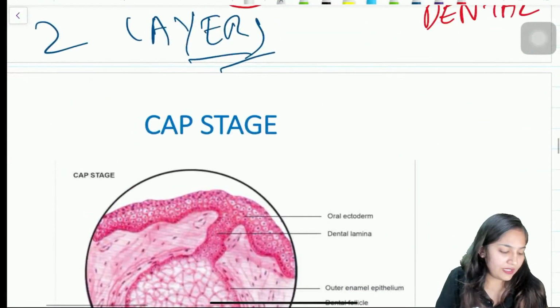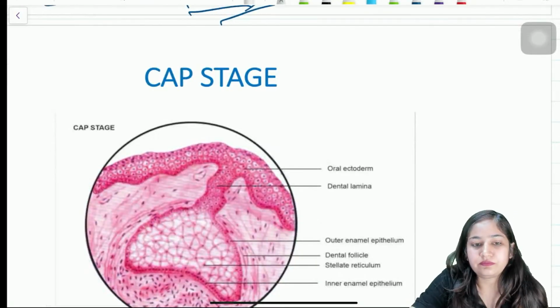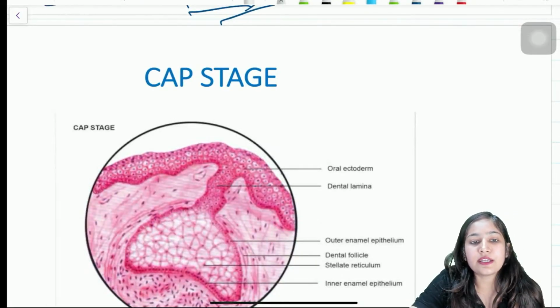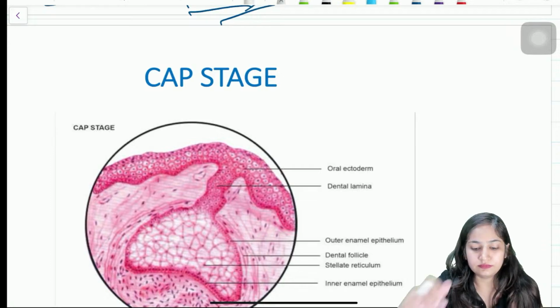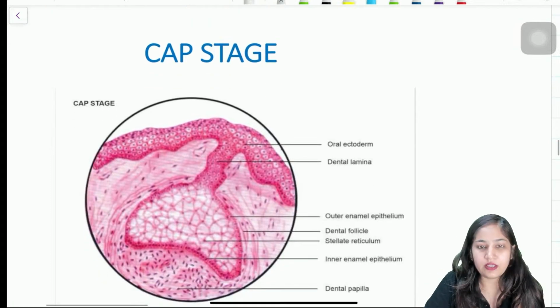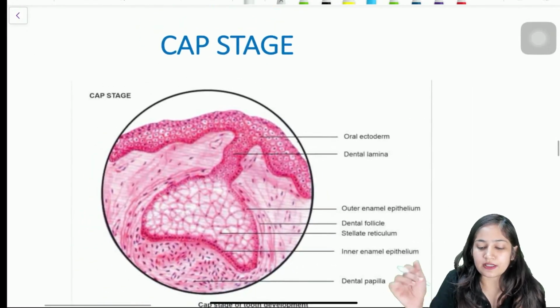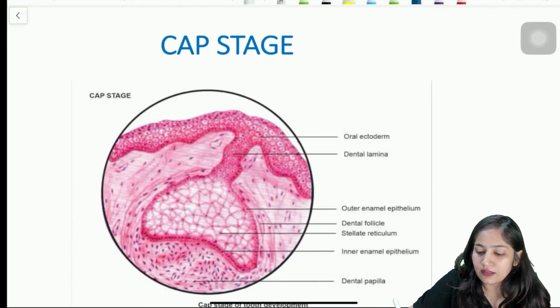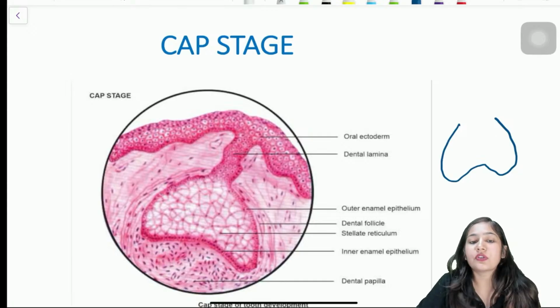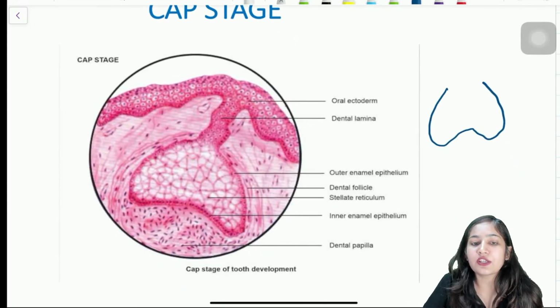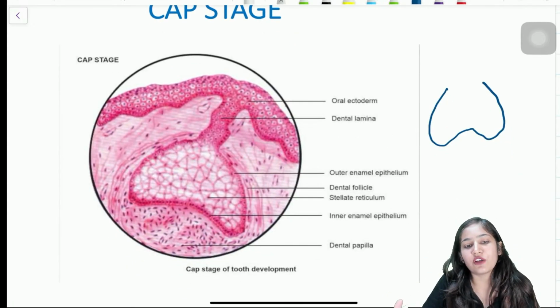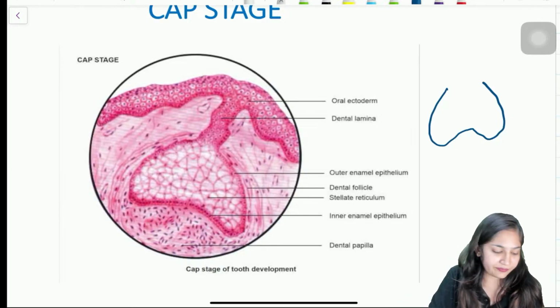Now coming to our next stage. Which is the next stage here? Cap stage, right? Any doubt in the bud stage now? Coming to the cap stage. Here we can see we have a shape of a cap, right? So again the enamel organ is developing the shape of a cap because of the proliferation of the ectodermal cells.